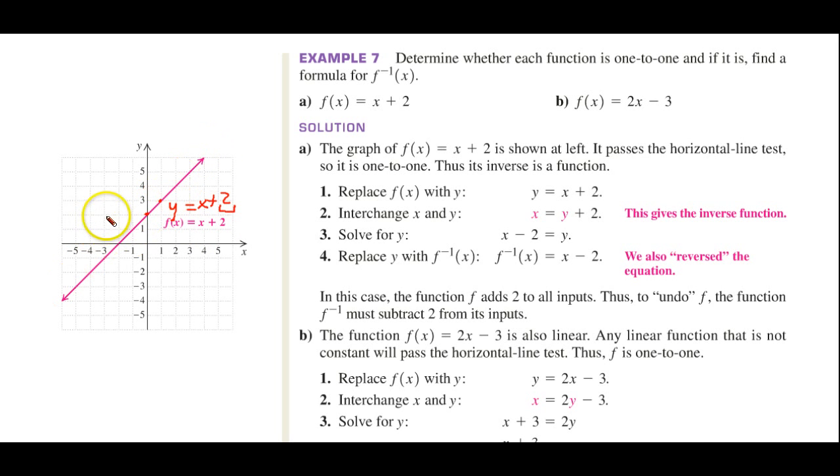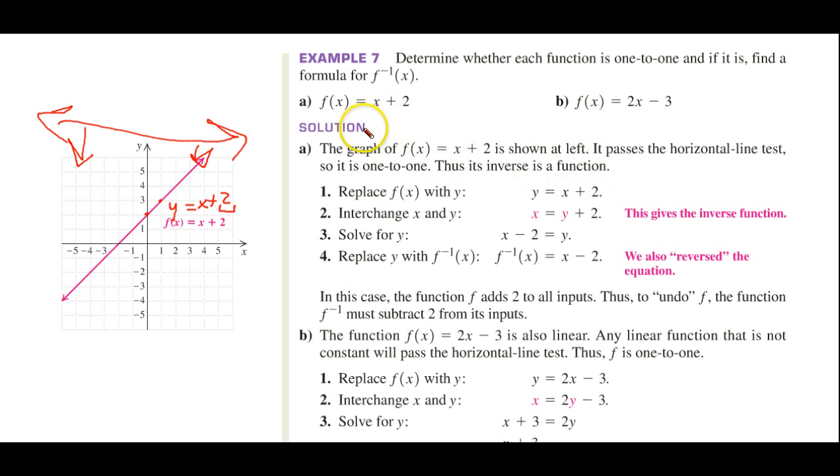Now, is this a function? Well, it passes the vertical line test. And is it one-to-one? And the answer is yes. The x is only used once. The vertical line test tells you it is a function. Now, does it pass the horizontal line test? And the answer is yes, it passes that as well. So, it has an inverse function as well.